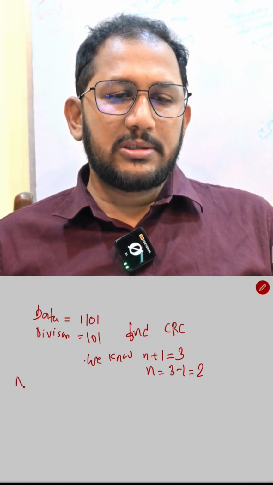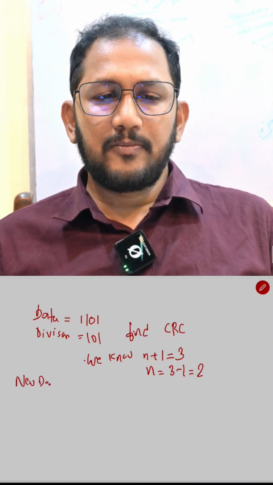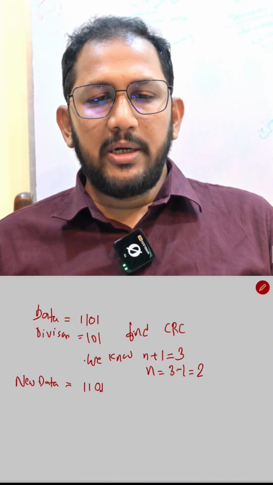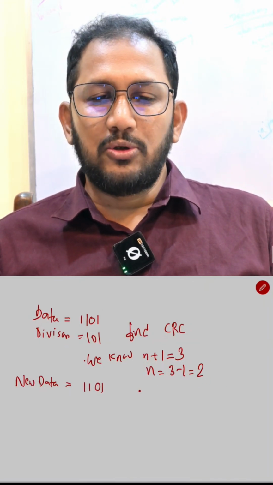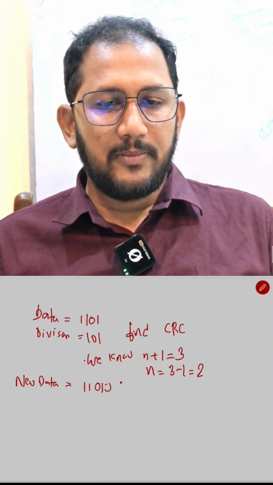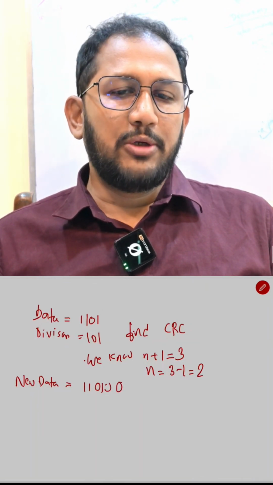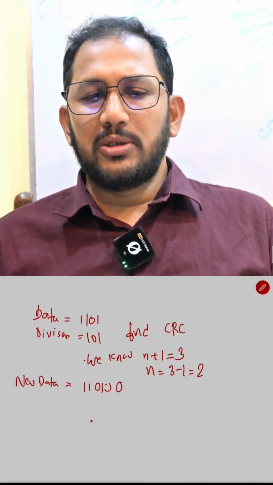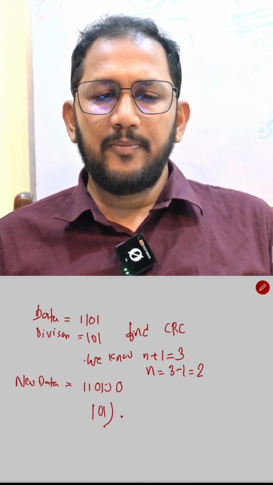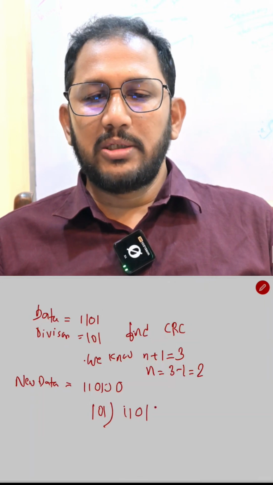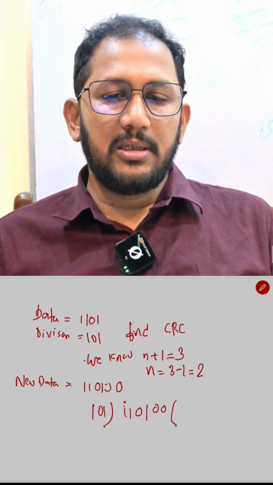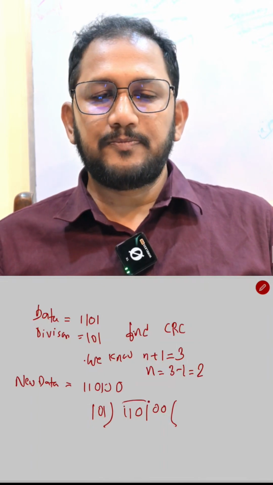So new data equals 1101 and n number of 0s added, that is 0 and 0. Okay. So this is the new data. Here divisor is 101. So we need to divide the new data, 110100, by 101. To divide this, we need to consider 3 bits. Here we need to consider these 3 bits.